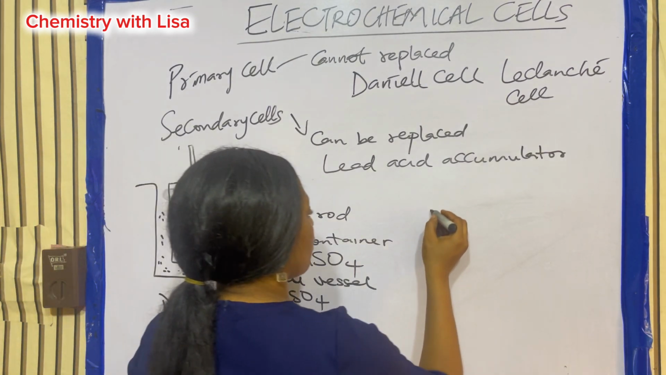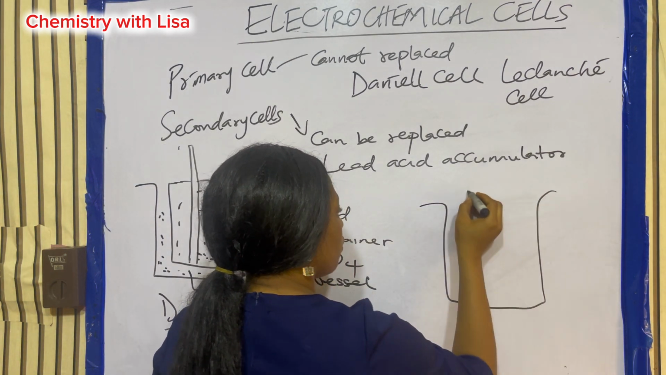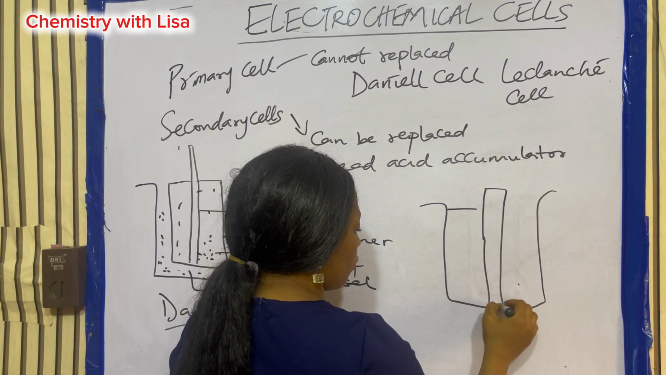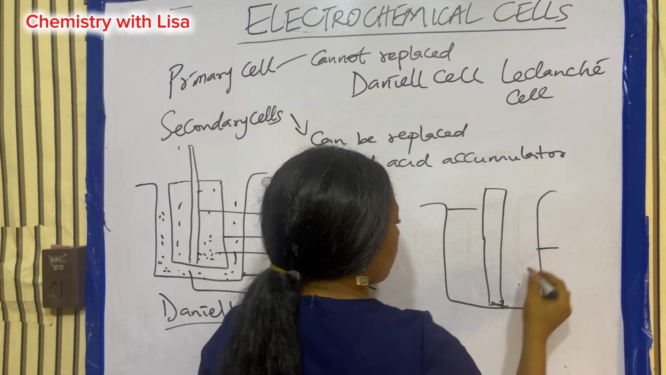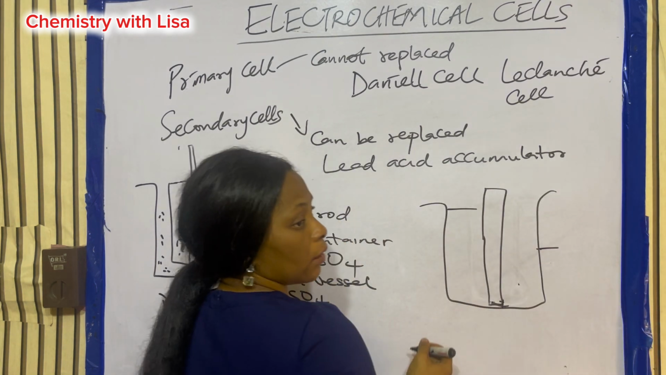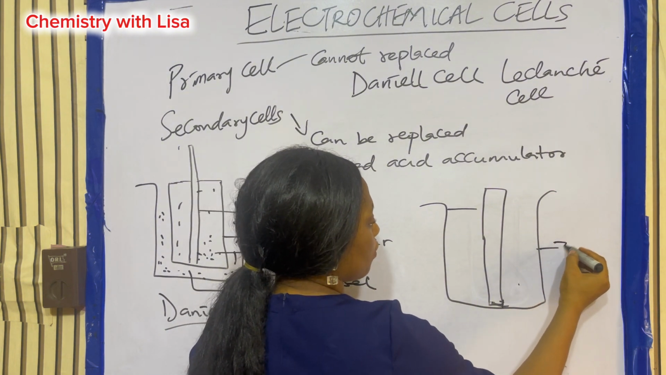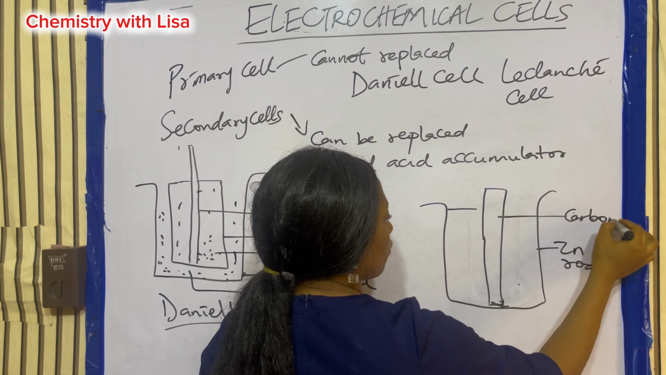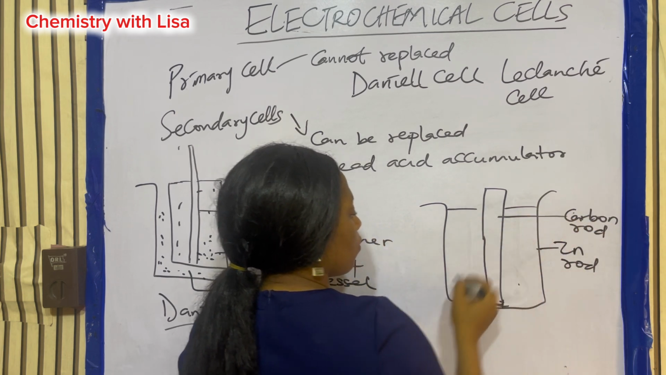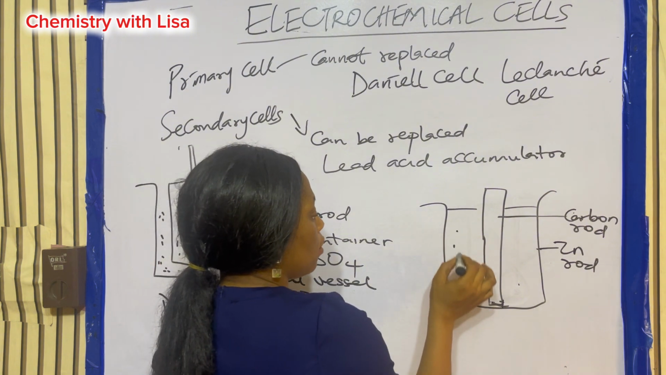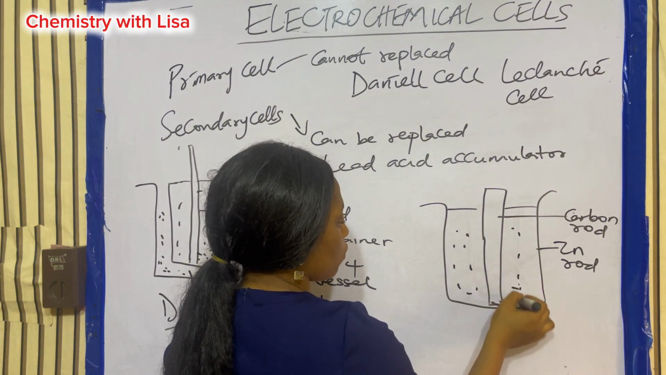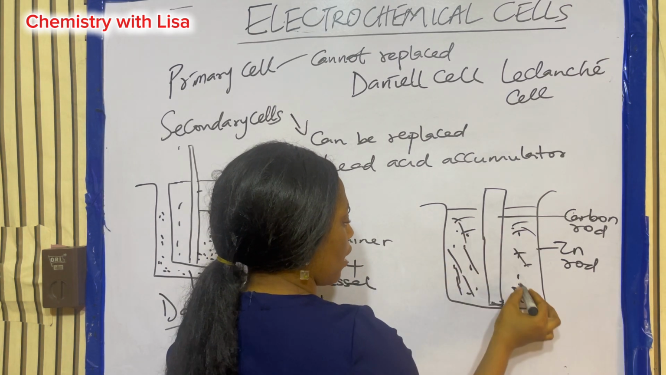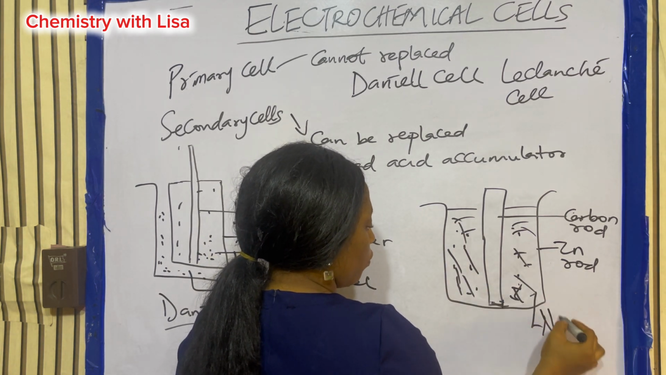Then we go to Leclanche cell. Leclanche cell consists of the carbon rod and the zinc rod. So this is the zinc rod and this is the carbon rod. Are we together? And the electrolyte is what we refer to as what? This is not liquid. The electrolyte is what we refer to as ammonium chloride paste.